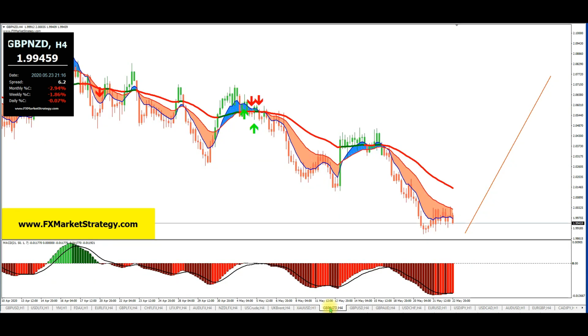Pound New Zealand, we talked yesterday about coming down. That was really nice. It did come down. So what we expect now is a little bit farther down than up. So farther down than up.